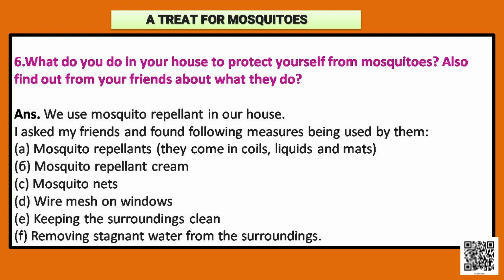The measures used by you and your friends are mosquito repellents. They come in coils, liquids and mats also. Mosquito repellent cream, mosquito nets, wire mesh on windows, keeping the surroundings clean and removing stagnant water from the surroundings. Okay.